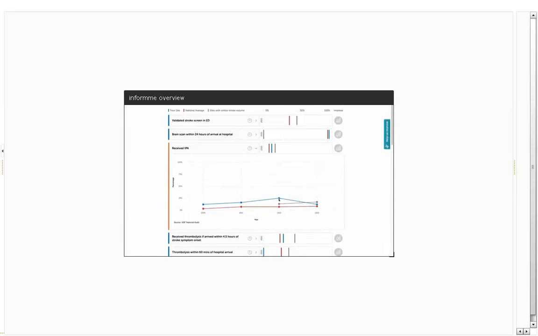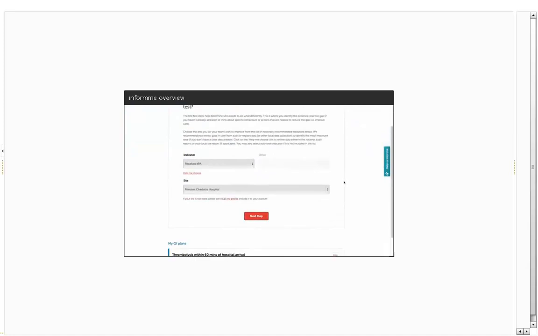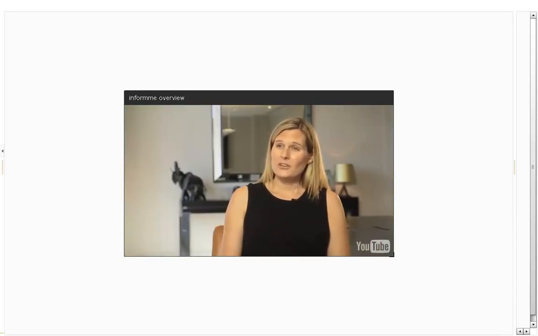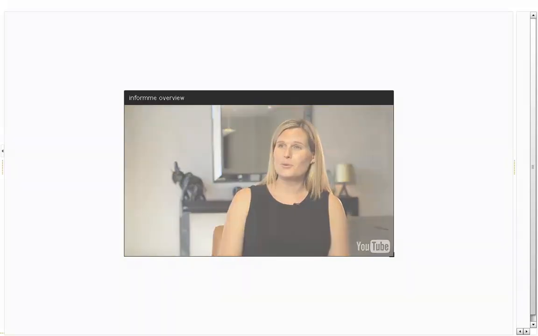Key indicators are benchmarked against the national average and also against hospitals with similar stroke volumes. The data element is incorporated within the website so people can see how they're actually tracking and performing against what's recommended. There's still a number of gaps in care, and we do unfortunately know that data alone doesn't necessarily solve problems on the ward.